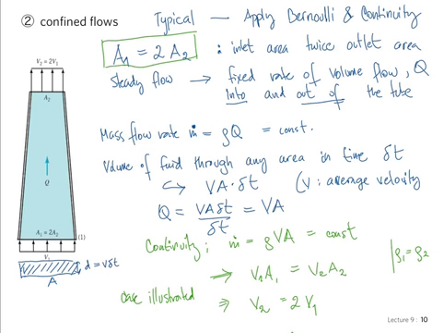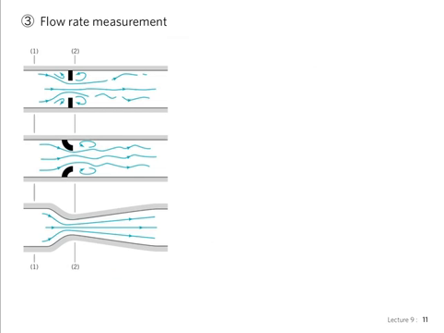Other applications of Bernoulli equations are for flow rate measurement. So we are going to consider, in the ideal approximation, ideal flows. We neglect all effects of viscosity or compressibility effects.